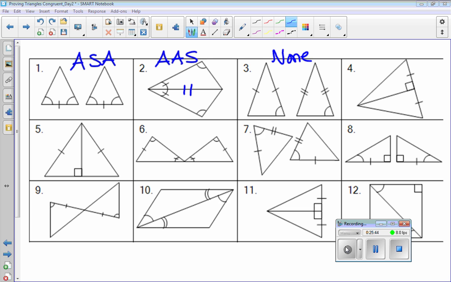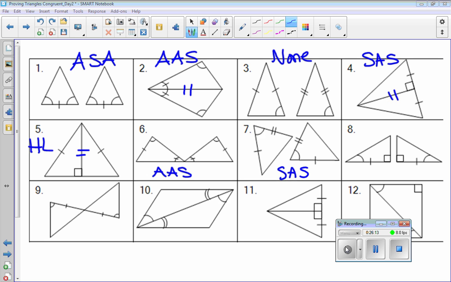Number four, they share a side. That is side, angle, side. Even though the triangles are right triangles, it's not HL. Number five, share the side. Nope. HL. There you go. It is HL, hypotenuse leg. Number six is angle, angle, side. Number seven is side, angle, side.